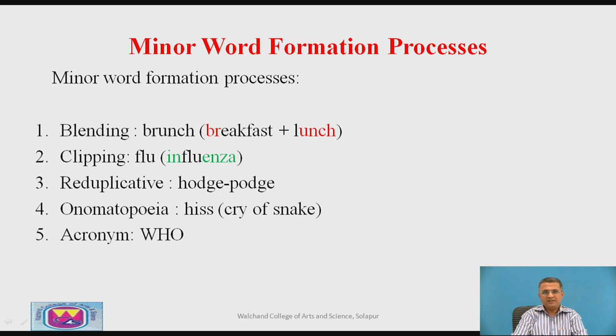Third possibility, reduplicative, and the word is hodgepodge. You can see how the first sound is different and the remaining parts are similar. And the fourth type of minor word formation process is onomatopoeia. The example is hiss. It happens to be the cry of a snake. And the last is acronym, in which we see a word is created from the initial letters of a group of words. WHO, World Health Organization, is an example.